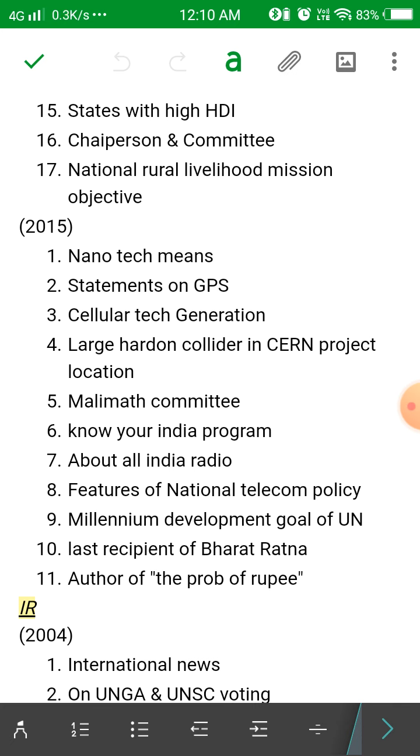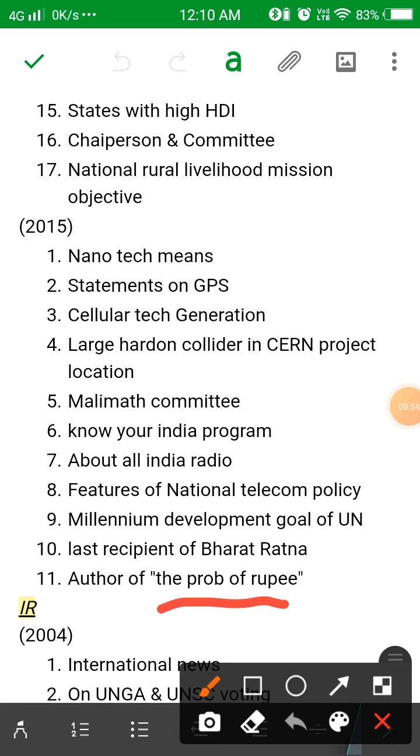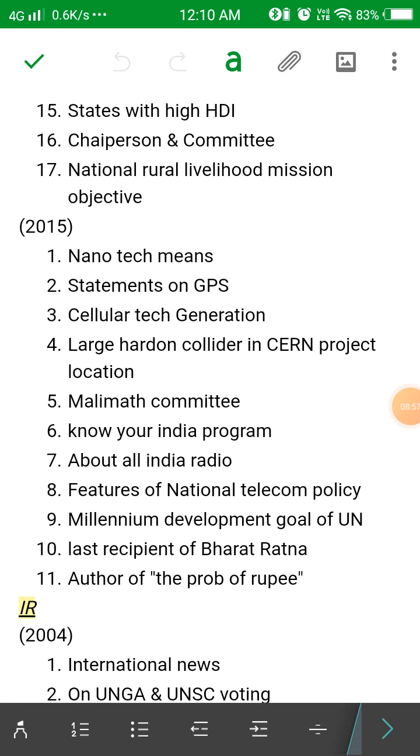And next question was Millennium Development Goal of UN. There are 8 goals, and it asked which one of the goals is related to this one. And we had Bharat Ratna recipient, and who is the author of the problem of rupee. Okay, this is related to current affairs, so it moved on from static to dynamic, and more focus on different yojanas and the committees. Okay, and the books and authors. So later on, I think in 2015, the books and authors was totally focused on Indian writers.